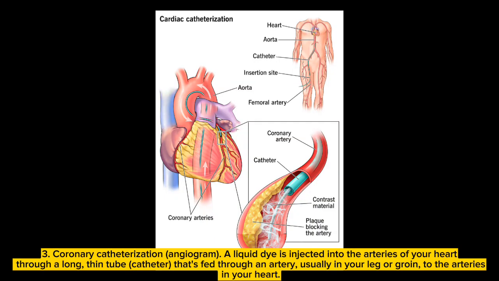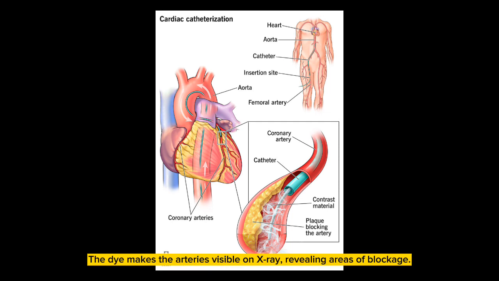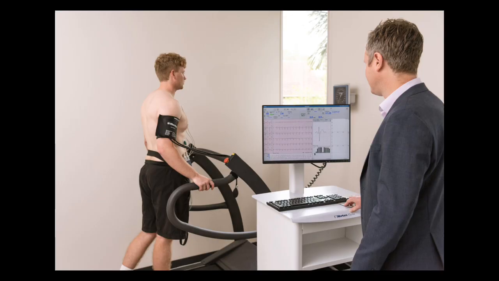3. Coronary catheterization or angiogram. A liquid dye is injected into the arteries of your heart through a long thin tube, a catheter, that feeds through an artery, usually in your leg or groin, to the arteries in your heart. The dye makes the arteries visible on X-ray, revealing areas of blockage.